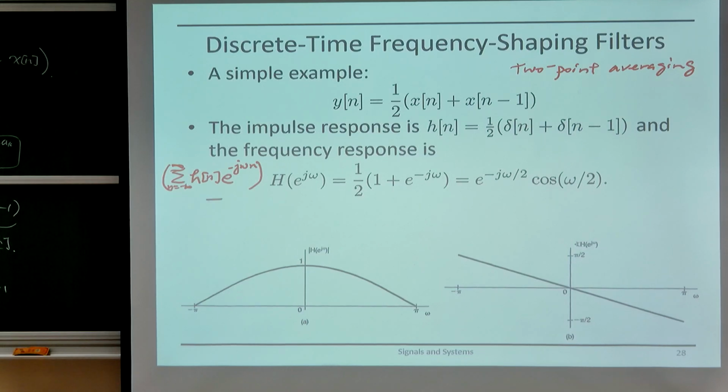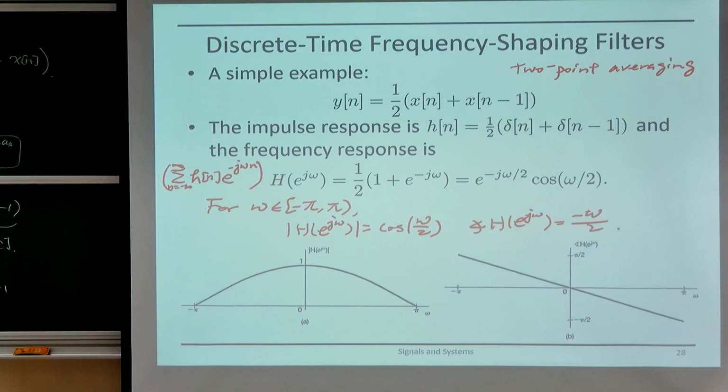So for omega within a 2 pi range, the magnitude is just this cosine omega over 2, okay? And the phase is minus omega over 2. Okay.